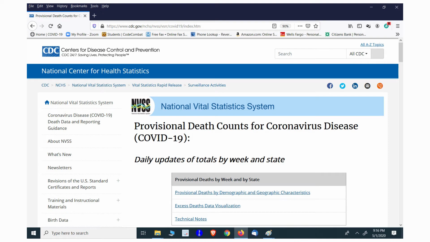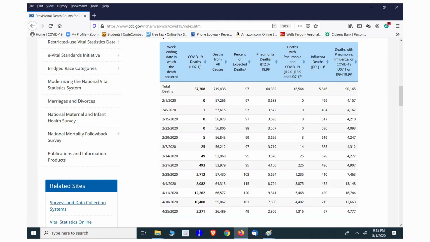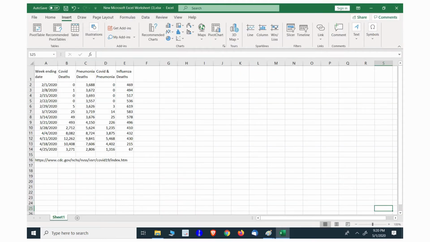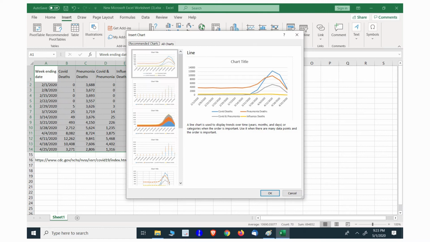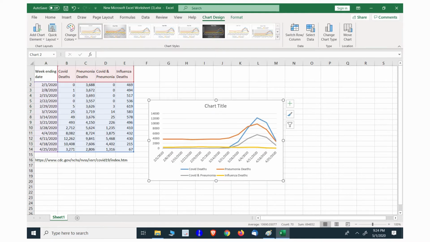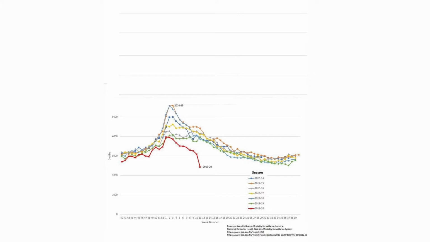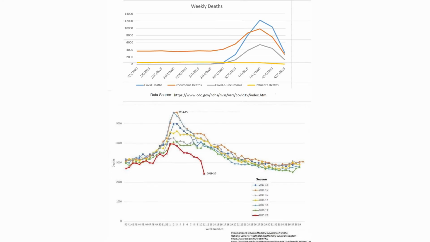I found the CDC page, which had the information, scrolled down a little bit, and I had all the information I wanted. From there, I copied that information, posted it into an Excel spreadsheet, edited out the material that didn't pertain, such as the total numbers instead of the weekly numbers, and then turned it into a chart. I published it, copied it, and then I went back to the original and overlaid it.